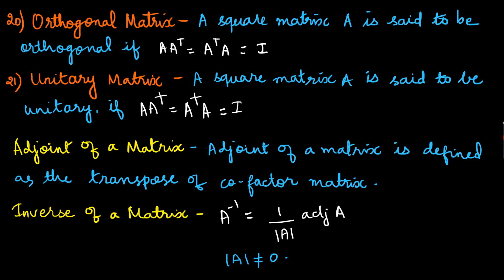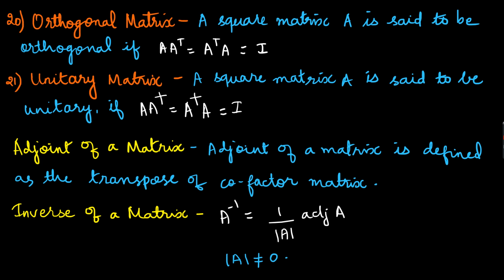So let us see the adjoint of the matrix. You can find the adjoint of the matrix by taking the transpose of the cofactor matrix. So you have to find the cofactor of your given matrix and then take the transpose. That gives you the adjoint. Next is the inverse of the matrix, which is given by the following formula: A inverse is equal to 1 by determinant of A, times adjoint of A.